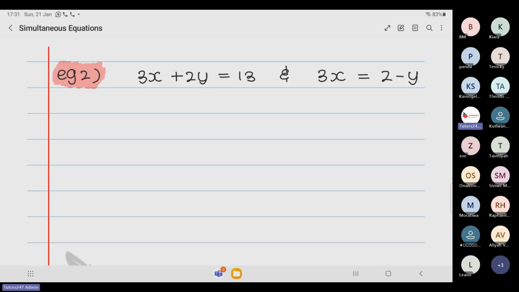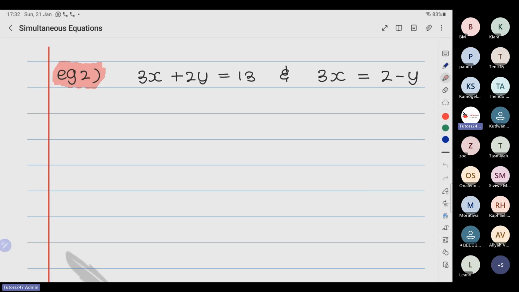So we've got example 2, right? Example 2 states 3x plus 2y is equal to 13, and we have 3x is equal to 2 minus y. So when we are dealing with simultaneous equations, what I like to do is choose one of the equations, make one of the variables my subject, and substitute that into the second equation.